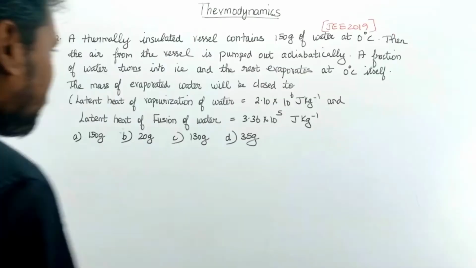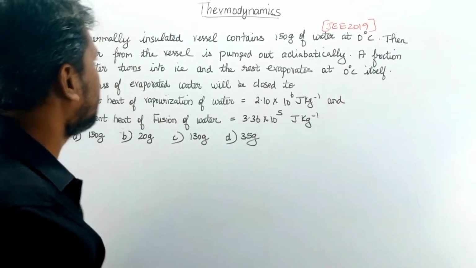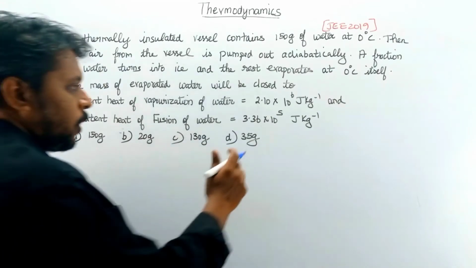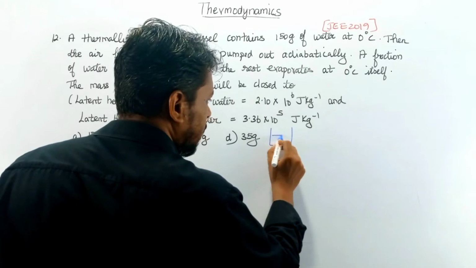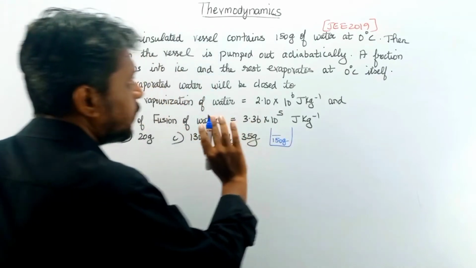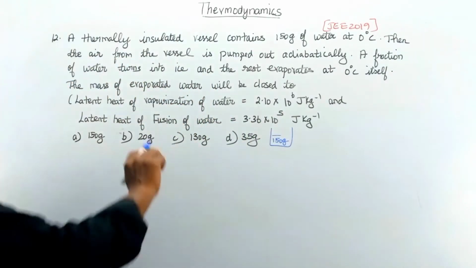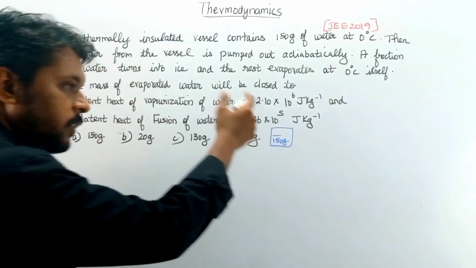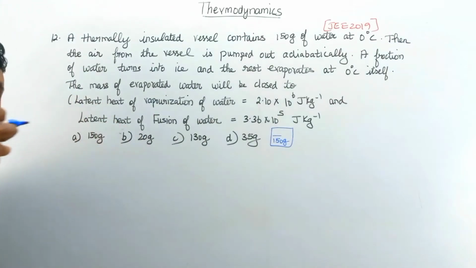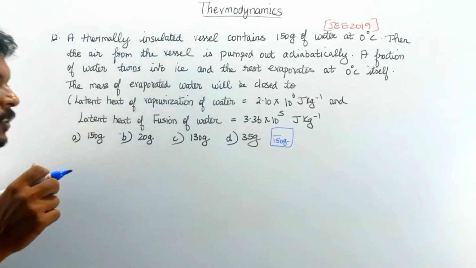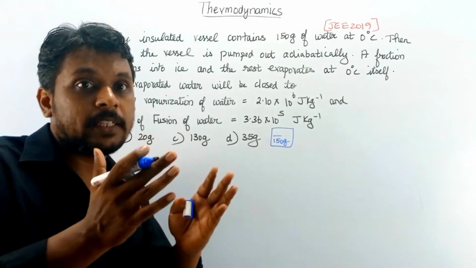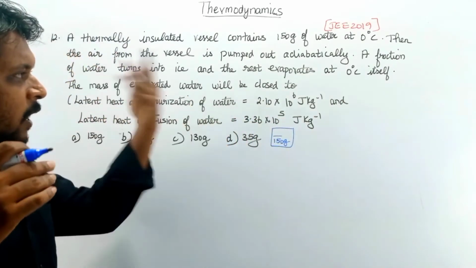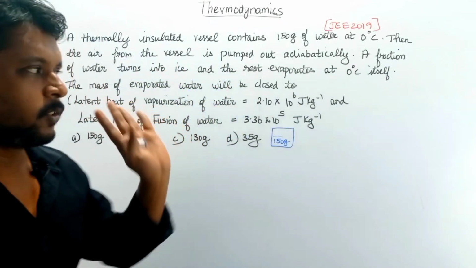Okay. Here see the 12th problem. In this problem they have given a thermally insulated vessel containing 150 gram of water. So we have a container which has 150 gram of water in it, at 0 degrees Celsius. Then the air from the vessel is pumped out. See, it is a thermally insulated vessel, and the air is pumped out from the vessel adiabatically. So what happens? A certain fraction of water is converted into ice, and the remaining portion is evaporated at 0 degrees Celsius.